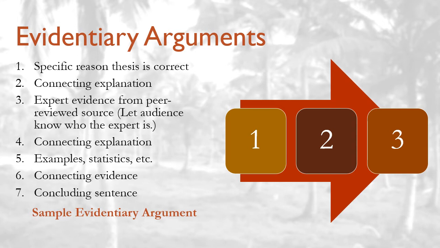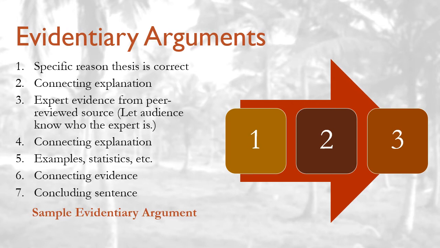You're going to start with the specific reason your thesis is correct. Then you're going to use a connecting explanation, a transitional sentence that explains to connect to the expert evidence, your research from peer-reviewed sources. And you want to be sure that you let the audience know who the expert is. It makes you more credible. Again, you explain that. Then if you have examples, statistics, that's very good. That helps your audience to understand better. And again, you use a transitional sentence to connect it to a concluding sentence.